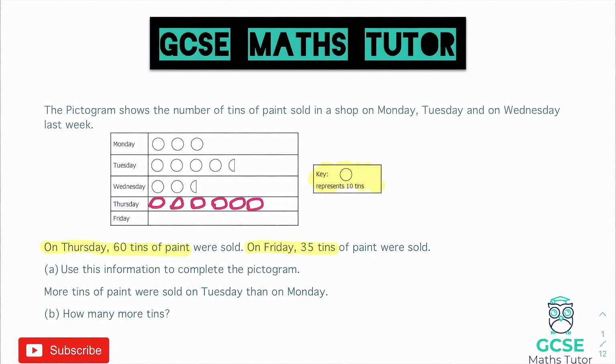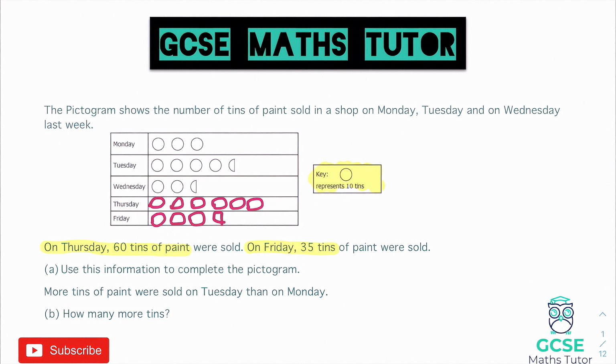For 35 tins, we're going to have to use part of a circle, so we'll get the 3 circles in that represents 30, and then we just need to draw half a circle as best as you can, which is going to represent those 5. So obviously drawing that nice and neat, and you can probably do it a little bit better than me when you've actually got the paper in front of you.